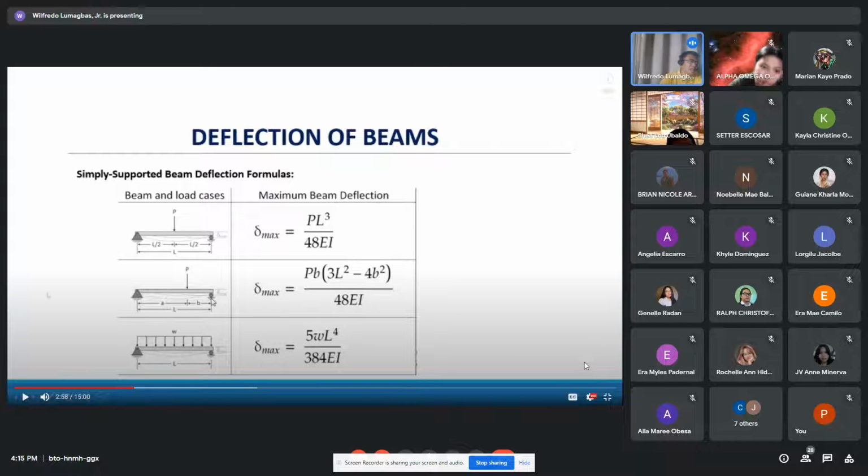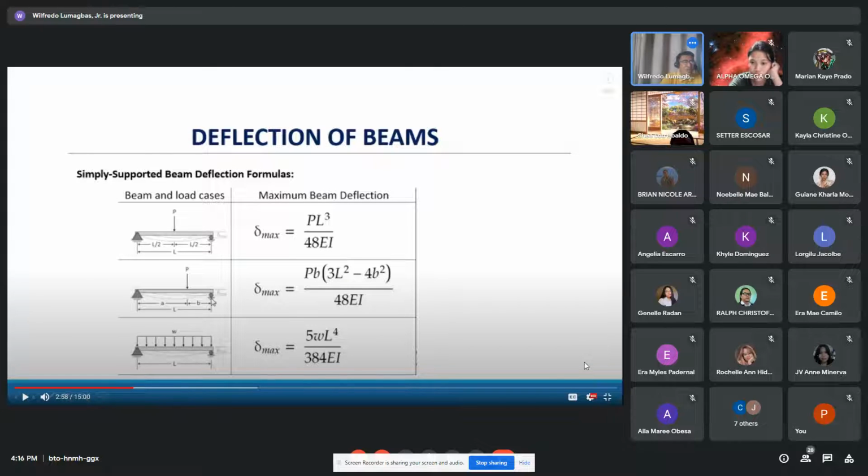In the first case, we have a concentrated load P at midspan. We have L as the length of our beam. At midspan, L over 2, our maximum deflection is PL cubed all over 48 EI. P is the concentrated load, L is the length of the beam, and E is the modulus of elasticity. In our case, it is not only for wood; there is also a modulus of elasticity for concrete and for steel.